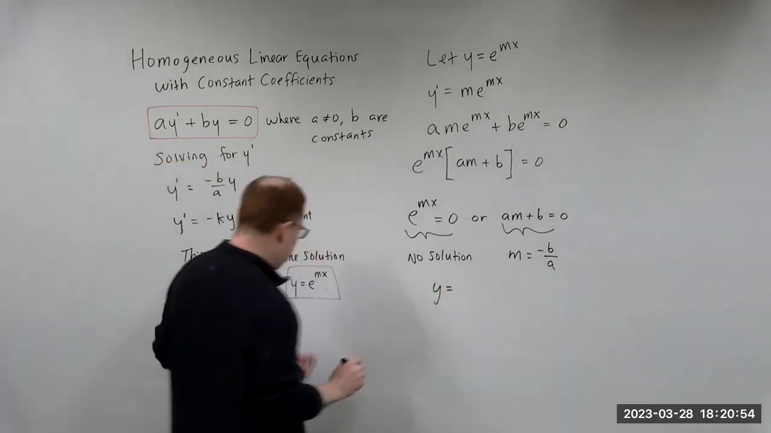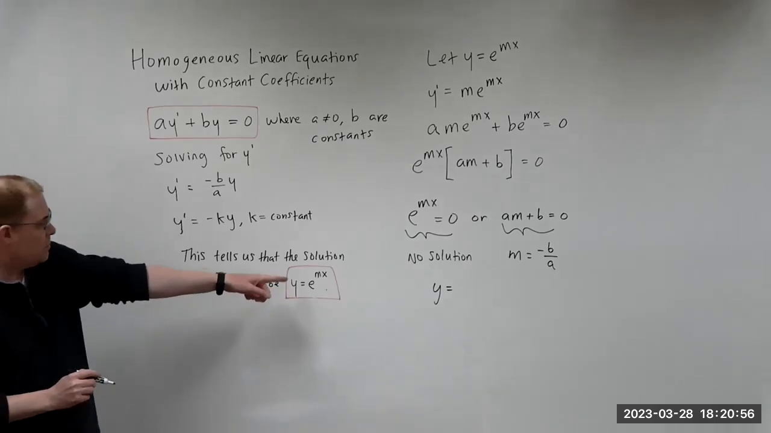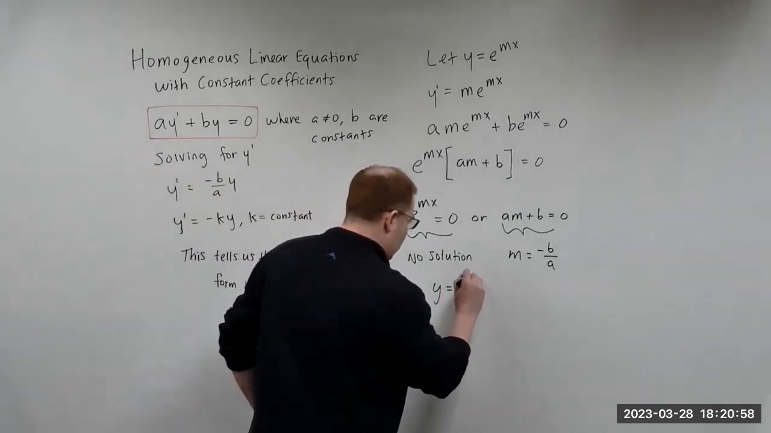All right, so there, basically that's going to give us our specific solution. So we have y equals e raised to the minus b over a x.